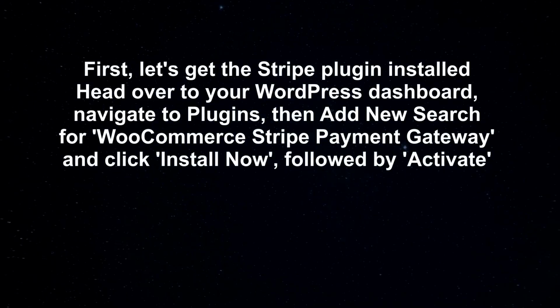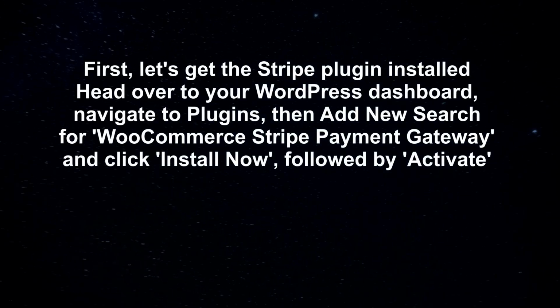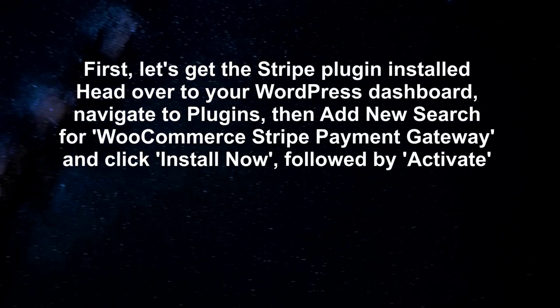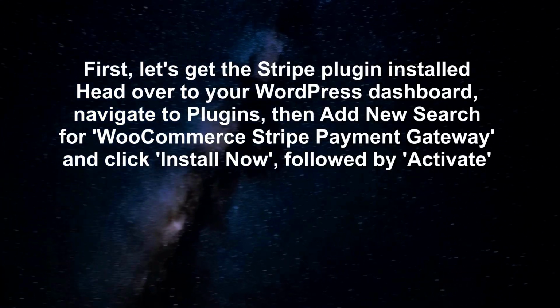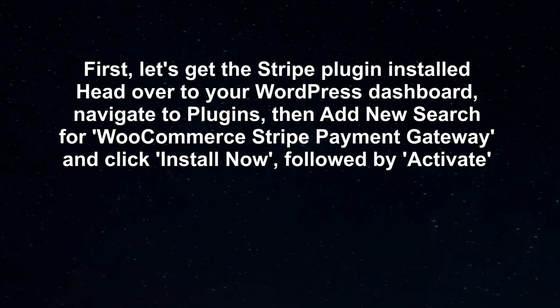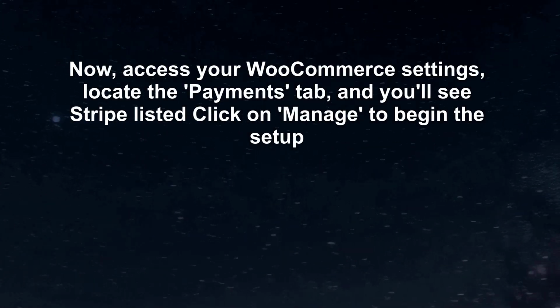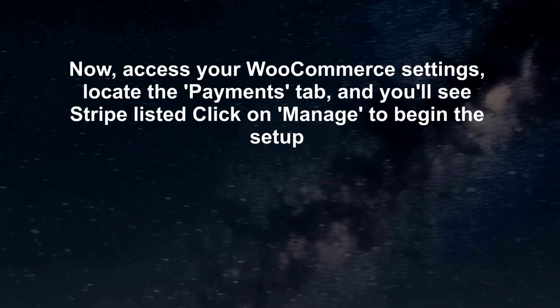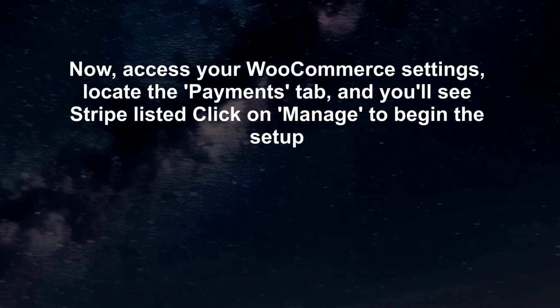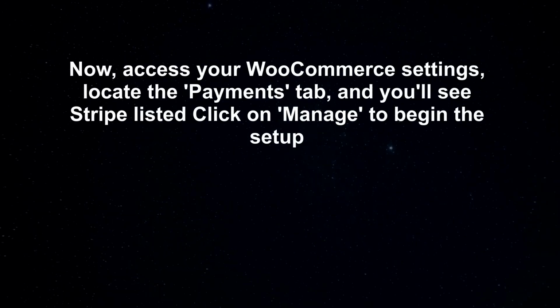Head over to your WordPress dashboard, navigate to Plugins, then Add New, search for WooCommerce Stripe Payment Gateway, and click Install Now, followed by Activate. Now access your WooCommerce settings, locate the Payments tab, and you'll see Stripe listed. Click on Manage to begin the setup.